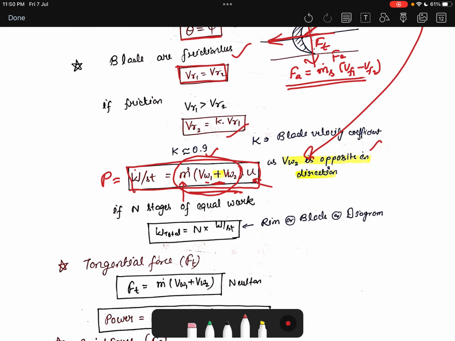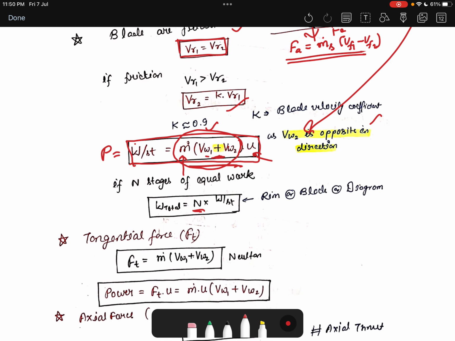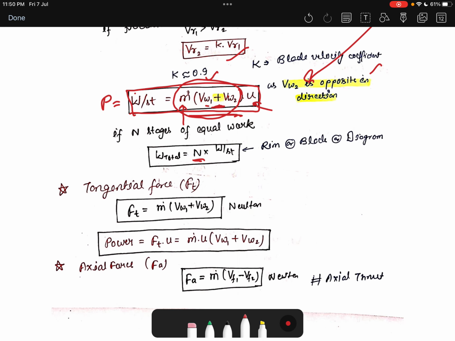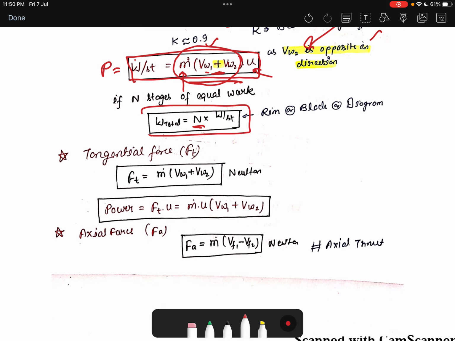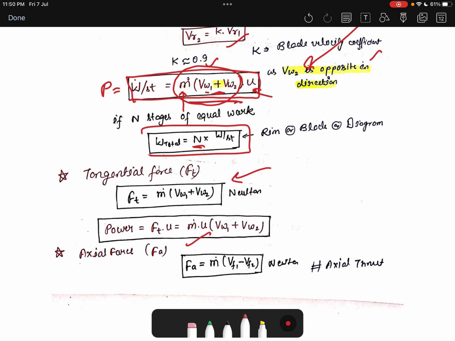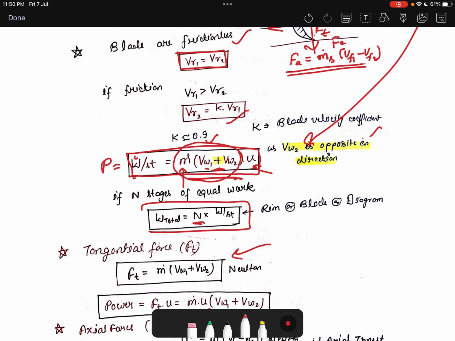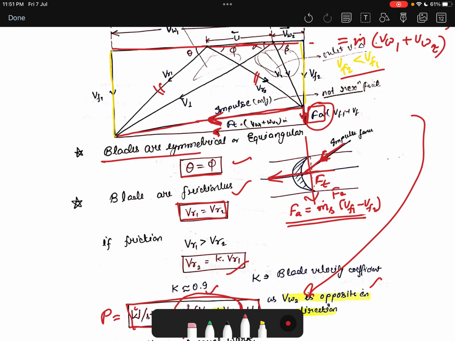If n stages are there, then you have to multiply with n. Work per stage is denoted by W stage. This is called the blade diagram. Tangential force Ft is equal to m dot (Vw1 plus Vw2), as I have derived, and this is the power only. And the axial force will be m dot (Vf1 minus Vf2); here it is minus actually.